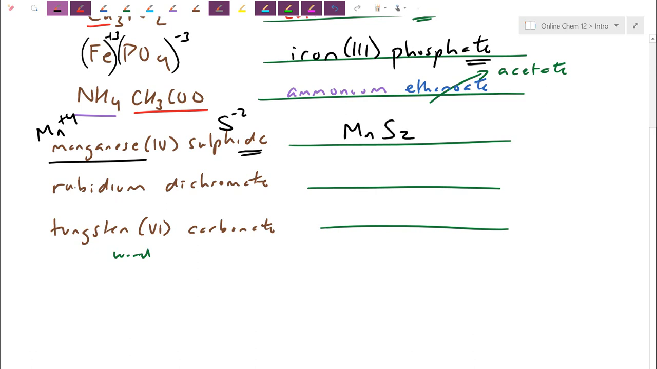Rubidium dichromate here. Rubidium is an alkali metal, so rubidium with a +1 charge. Dichromate, we're starting to see these prefixes, but remember, this prefix here isn't something that I added.